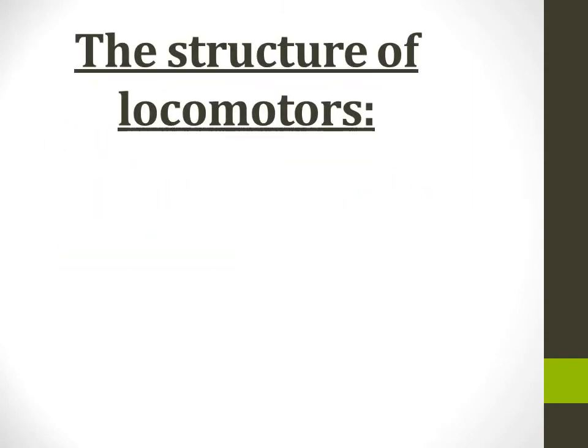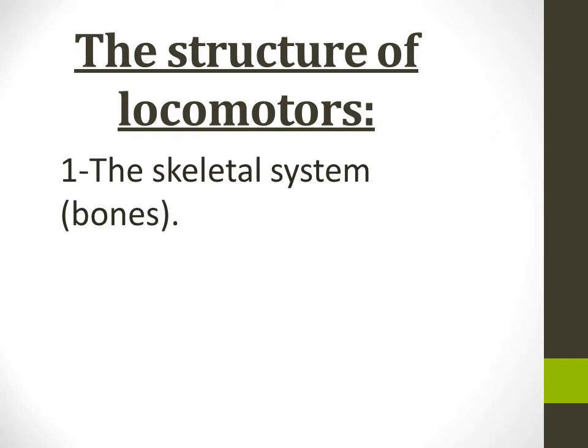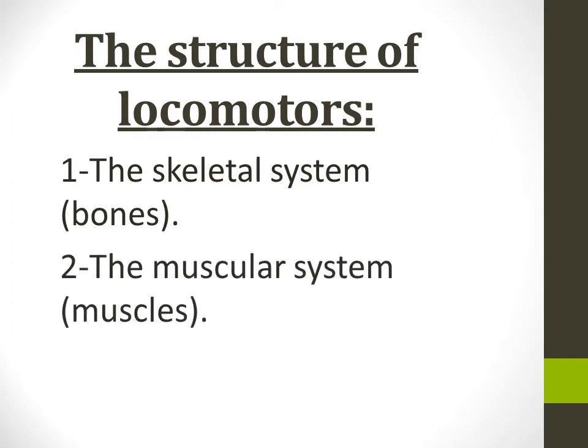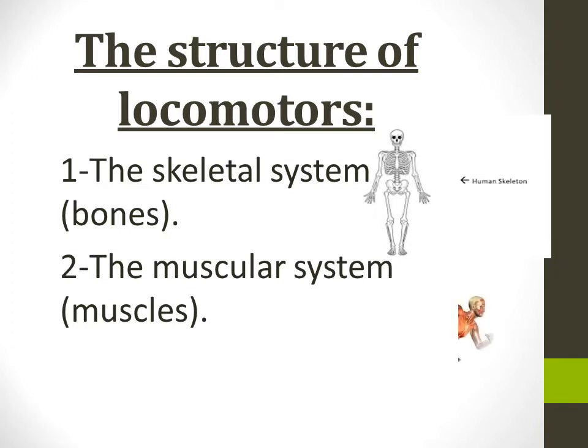The structure of the locomotory system: it consists of the skeletal system, bones, and the muscular system, muscles. So our locomotory system consists of two systems, the skeletal system and the muscular system.